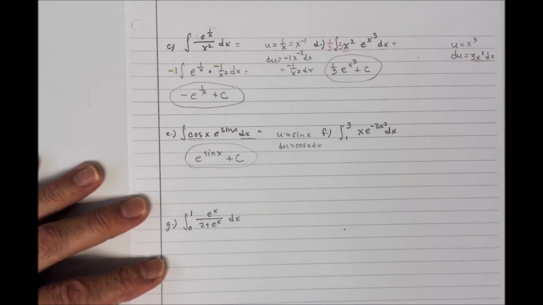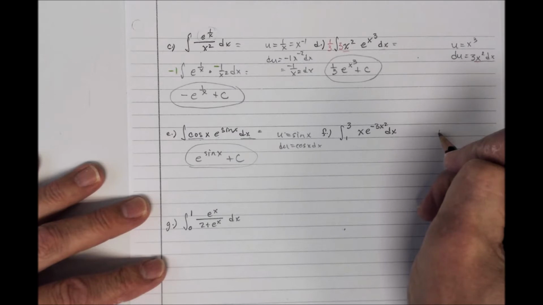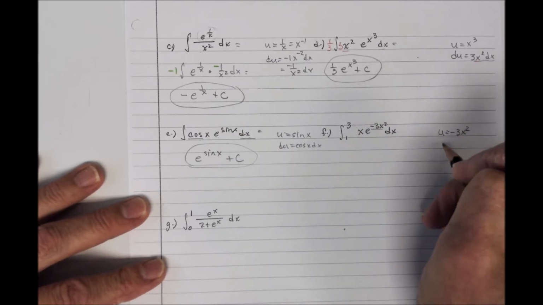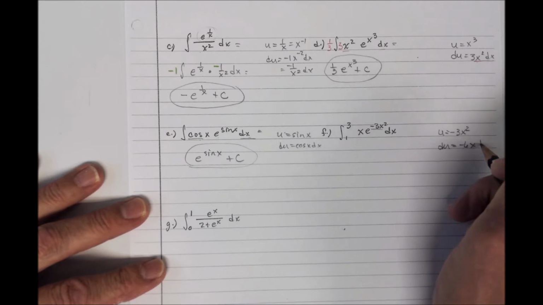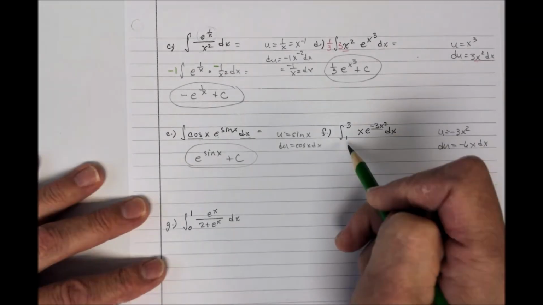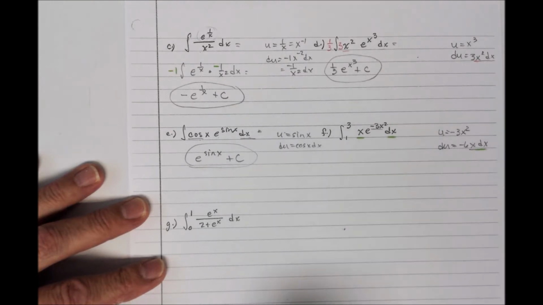Now I have a couple that I'm finishing with that are definite integrals, because you can still use the integration rule here that you've learned. And so in this case, if I let u be the exponent, which would be negative 3x squared, then du is negative 6x dx. I'm really close. I have the x and I have the dx. I just need the negative 6.